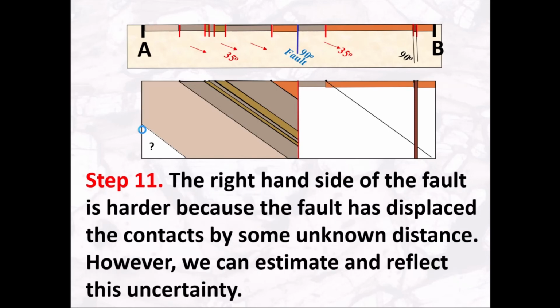Okay, the right hand side of the fault as we look at it is a bit harder because the fault has displaced the contacts by some unknown distance. I mean, unknown, we haven't got a definitive answer about what that distance is. However, we can't leave our cross section like this, right? It's unfinished and it appalls my sensibilities. So we're going to have to estimate where our rock contacts would be in the subsurface and reflect this level of uncertainty.